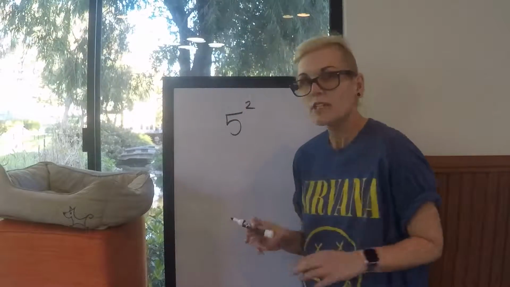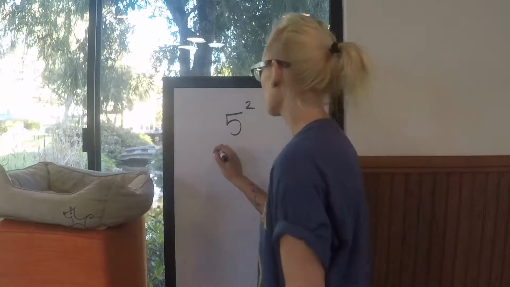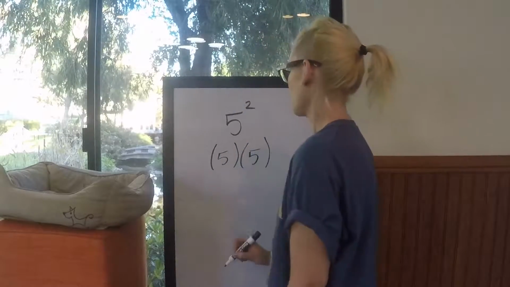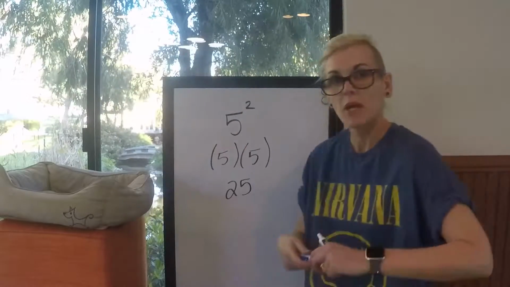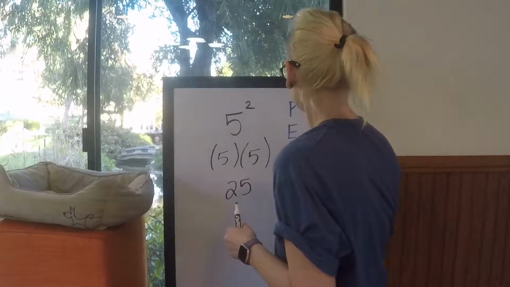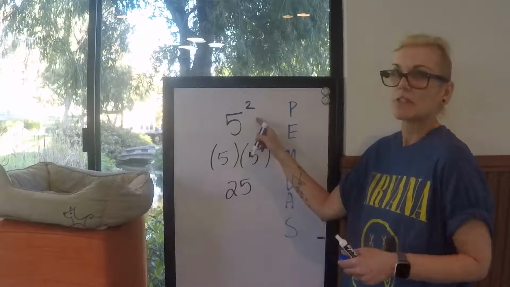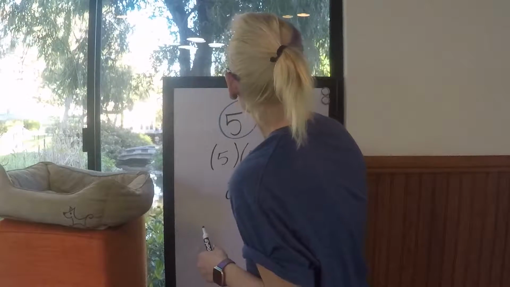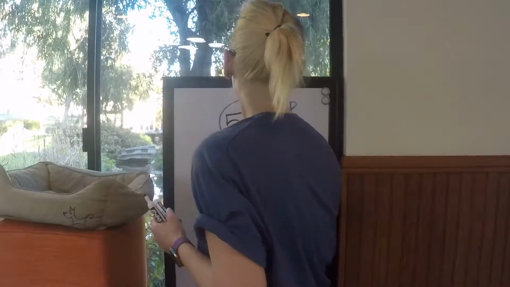Okay? And when you do exponents, my suggestion is to always write it out. So 5 squared is 5 times 5. 5 times 5 is 25. Okay? I'm also going to write down PEMDAS. So we've talked about what PEMDAS means. Okay, and in PEMDAS, this fits under exponents. So this is an exponent. Okay? So I'm going to erase this part.